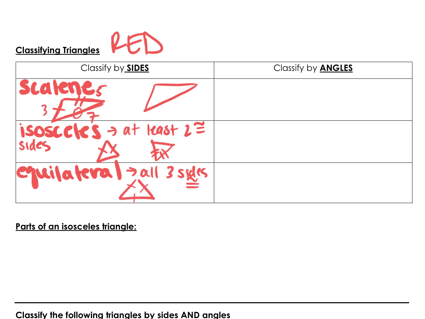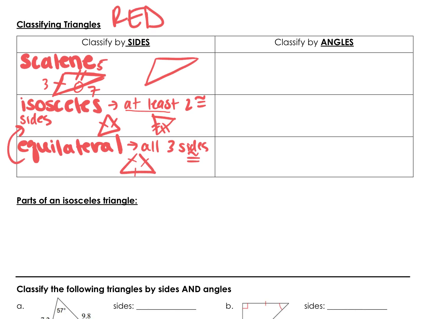So an equilateral triangle is a type of isosceles triangle, because notice we said at least 2 congruent sides, so 3 congruent sides still is an isosceles triangle. It's just a special type of isosceles triangle. And we do have some vocabulary that goes with isosceles specifically. I'm just going to draw a bigger triangle down here so we can talk about it for a second.